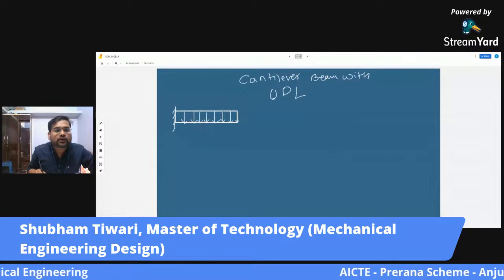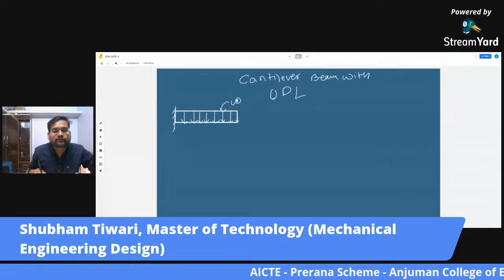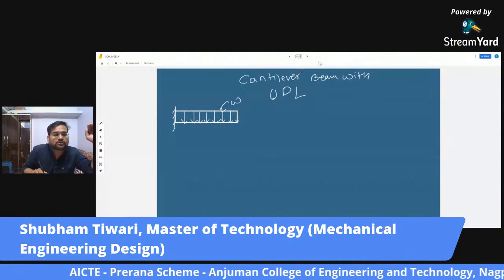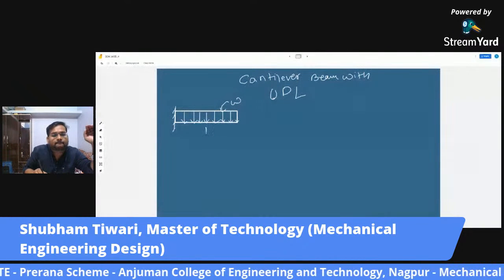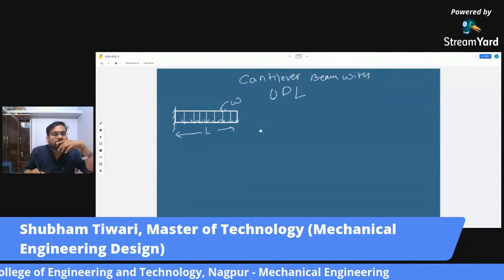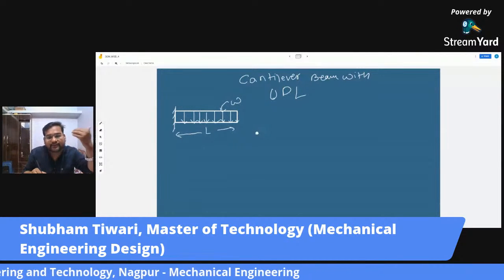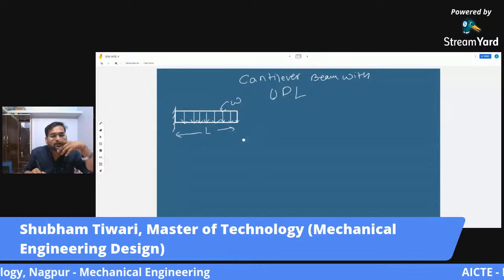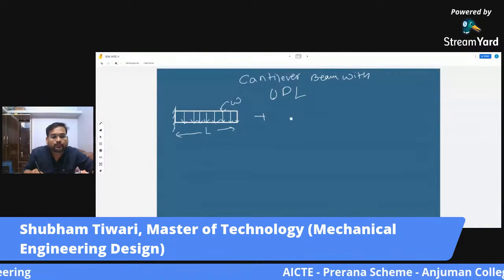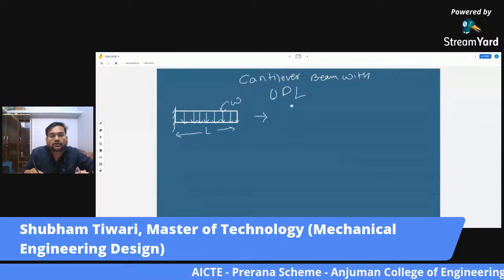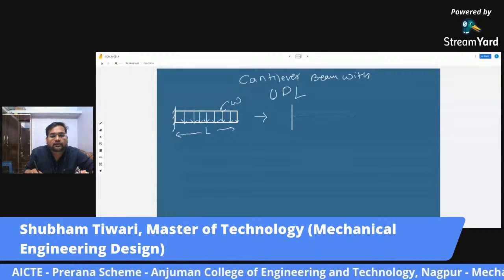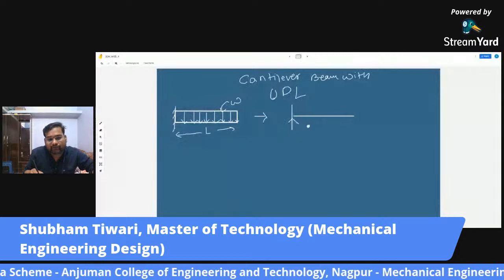So this is a cantilever beam subjected to a uniformly distributed load over its length L. Fine. Now we have to make its SFD and BMD. So first we have to find the reactions. As I told you, go for the kill, that is your FBD.